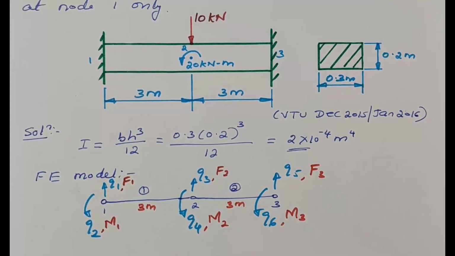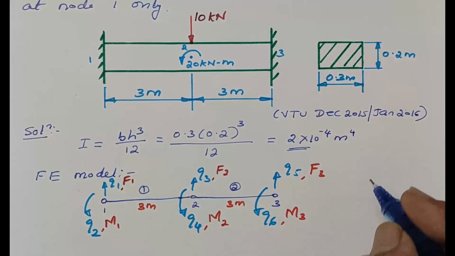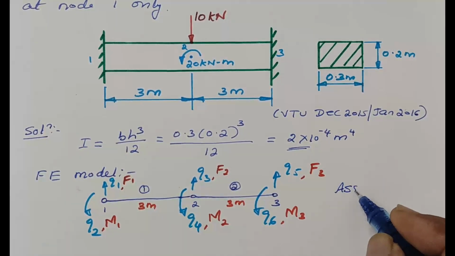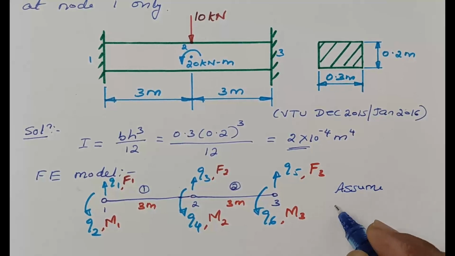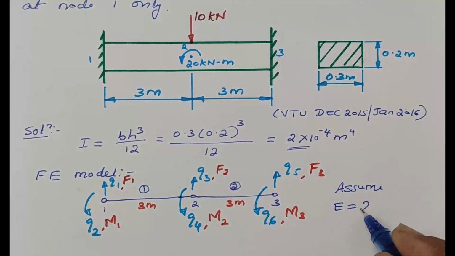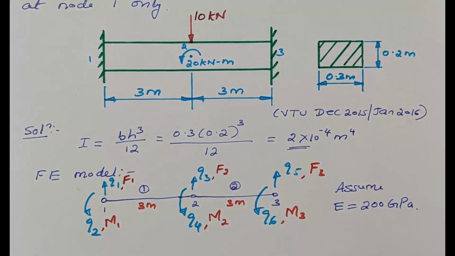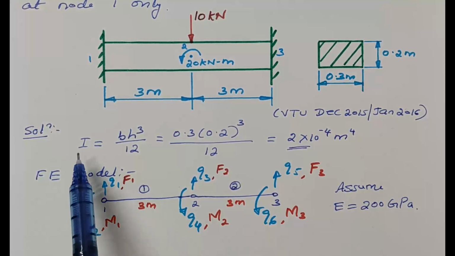One more thing. The Young's modulus of the material is not given. So we will assume E is equal to 200 gigapascal. See the model here, length is in meter, so you have to take all the values in meter only. It means you have to take Young's modulus in Newton per meter square. Similarly, moment of inertia in meter to the power of 4.